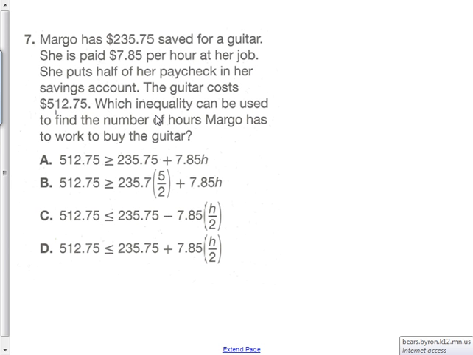Margot has $235.75 saved for a guitar. She is paid $7.85 per hour at her job. So this is how much she has saved. She's getting paid $7.85 per hour. Remember, per means to multiply, so I'm going to get that ready right away: $7.85 times H. She puts half of her paycheck in her savings account.